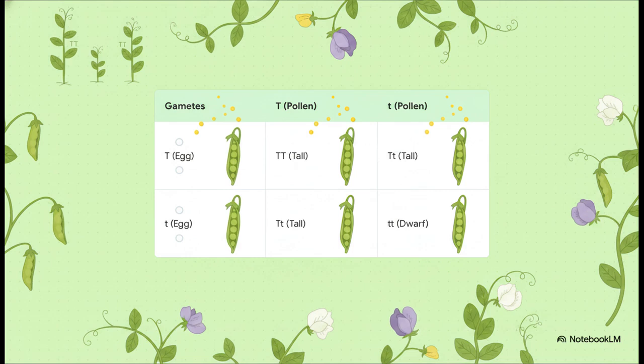When you combine them mathematically, box 1 gives you TT, which is tall. Boxes 2 and 3 are Tt, also tall. But that fourth box, that's tt, our recessive dwarf plant. And boom, that is exactly, mathematically, where our 3-to-1 physical ratio comes from.